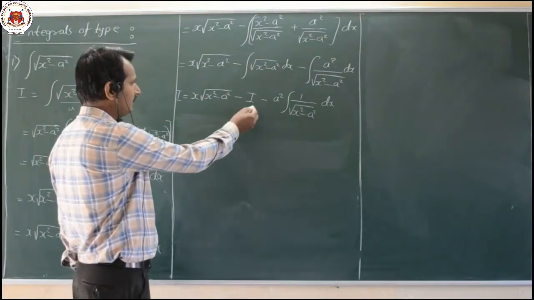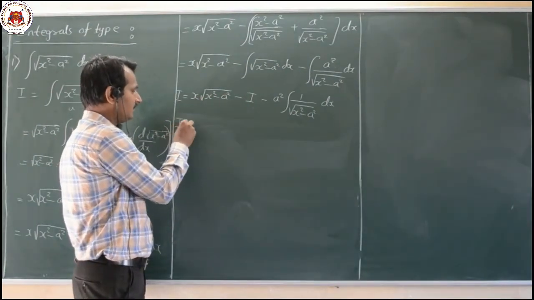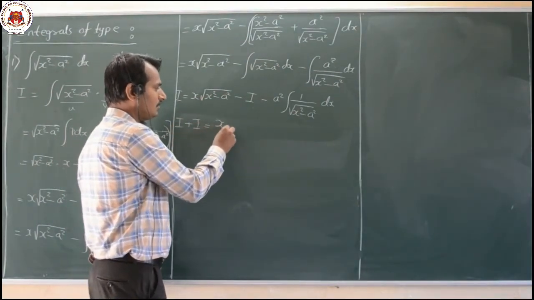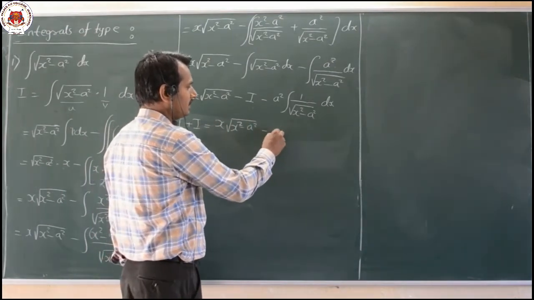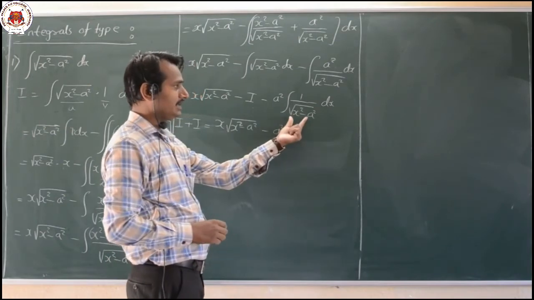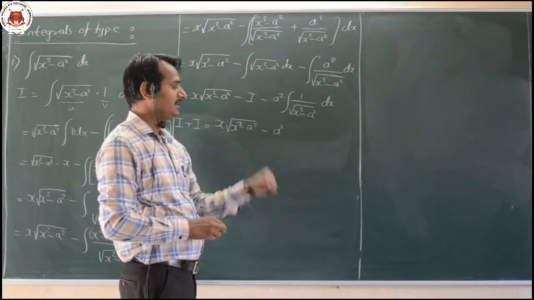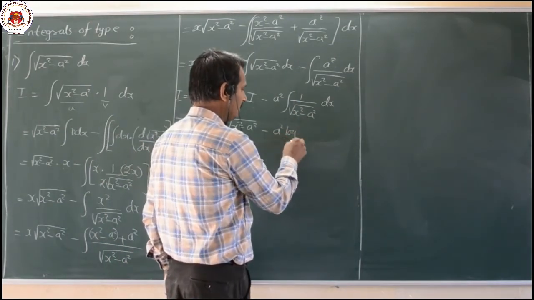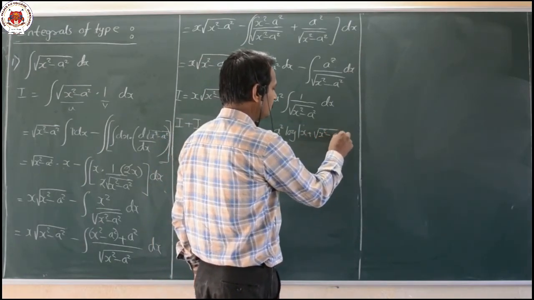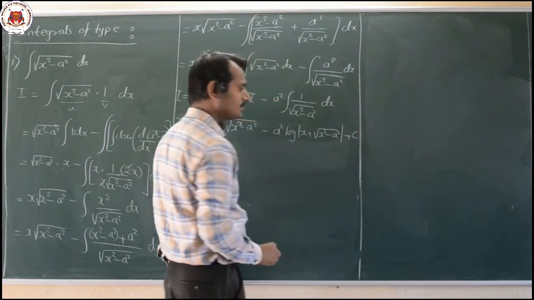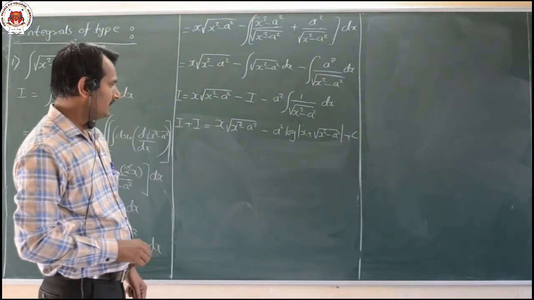So here I will take I to the LHS, that is nothing but I plus I is equal to x into root of x square minus a square minus a square, the integration of 1 divided by root of x square minus a square will be log of x plus root of x square minus a square plus an integral constant. Now here I plus I, what is the value here?